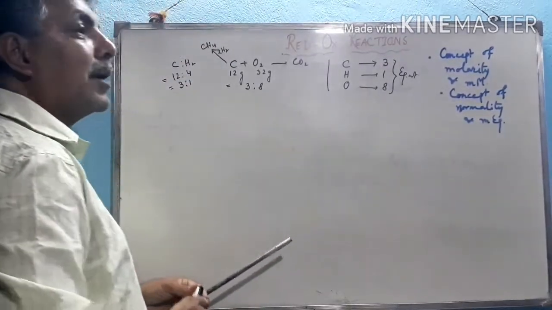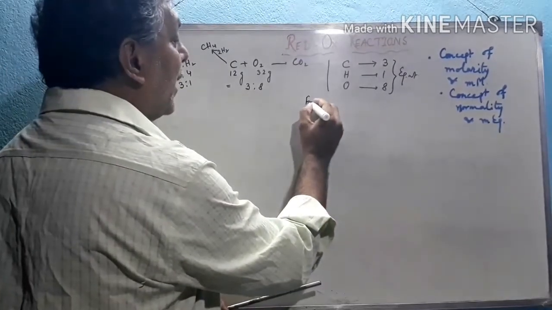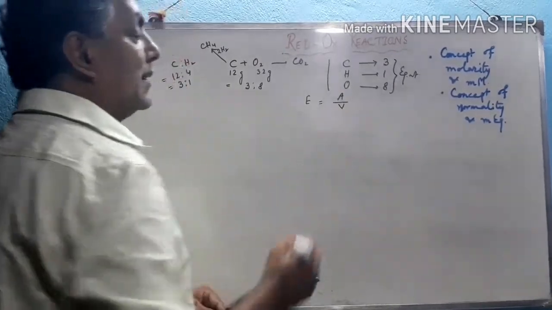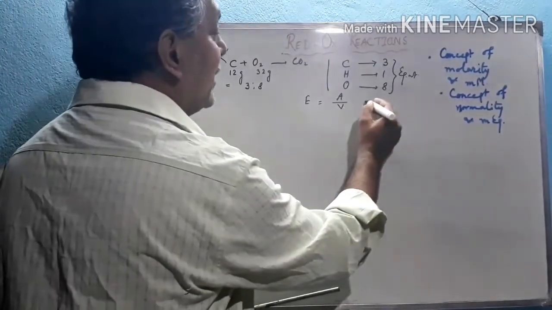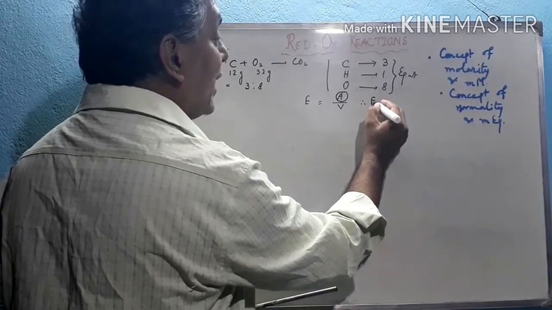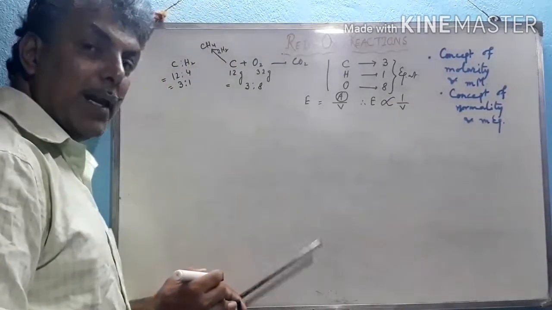Now how can we calculate the equivalent weight of an element? Equivalent weight of an element is nothing but atomic weight divided by valency. We know that atomic weight is a fixed mass, therefore we can say that equivalent weight is proportional to 1 by valency. So it depends on valency.